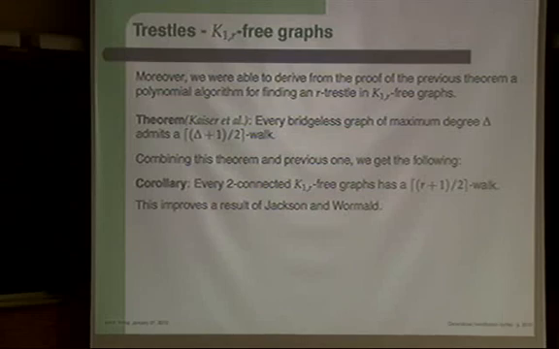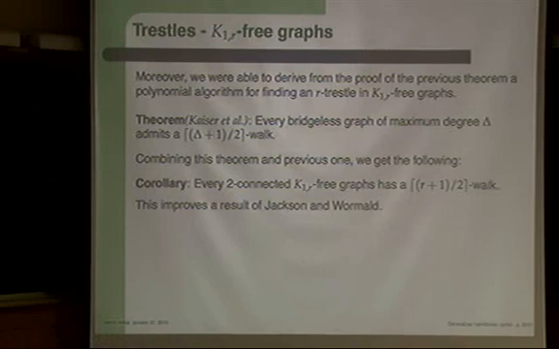The connection between r-trestles and walks is this one. I think it was Tomáš Kaiser, Roman Kužel, and two guys from Paris. I don't remember the names, but originally they are from China, so it's Hao Li and someone else. They proved that if the graph is bridgeless and the maximum degree is Δ, then you get a walk of order the ceiling of (Δ+1)/2. So if the graph is 2-connected and you have an r-trestle, it's 2-connected, so of course it's bridgeless, and from an r-trestle you can get this (r+1)/2 walk.